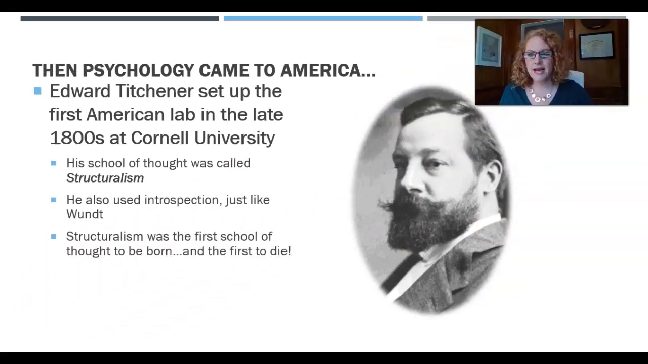So the next data point in our history lesson here is, when does psychology come to America? So this is Edward Titchener. He actually set up the first American lab in the late 1800s at Cornell University. His school of thought was called Structuralism. He also was using introspection just like Wundt.